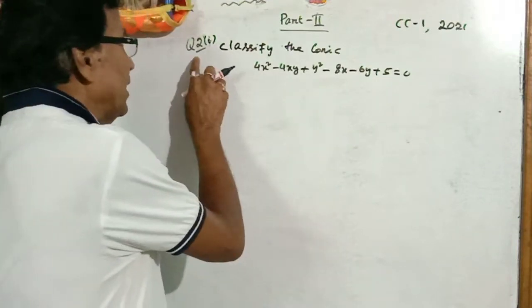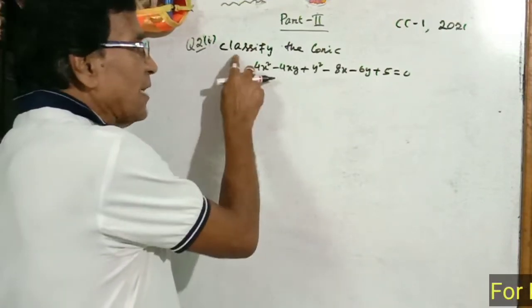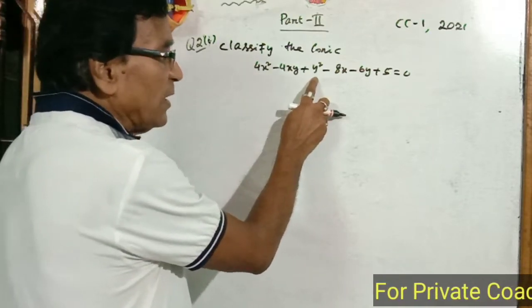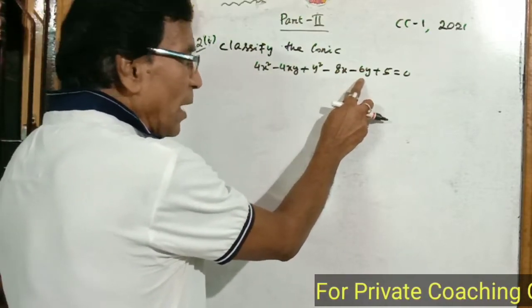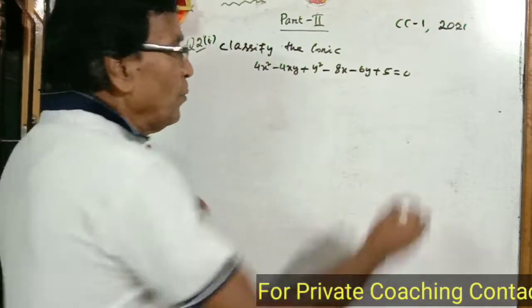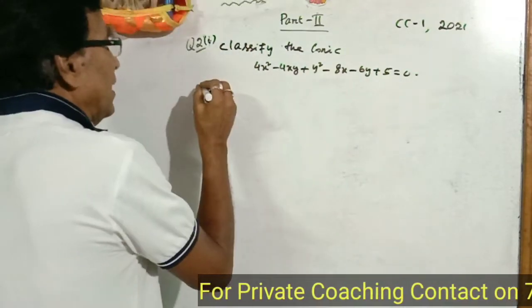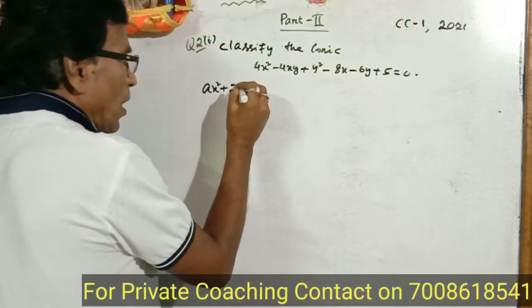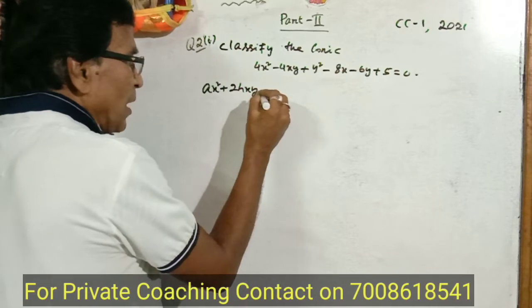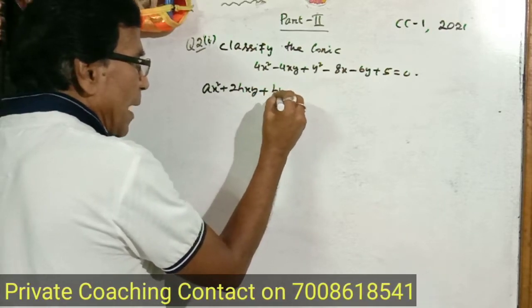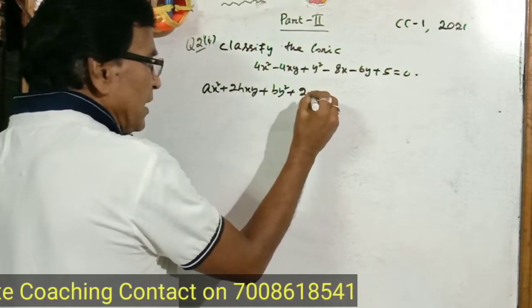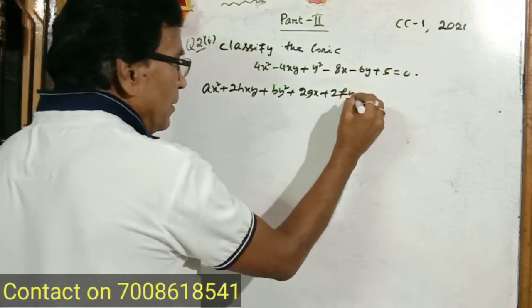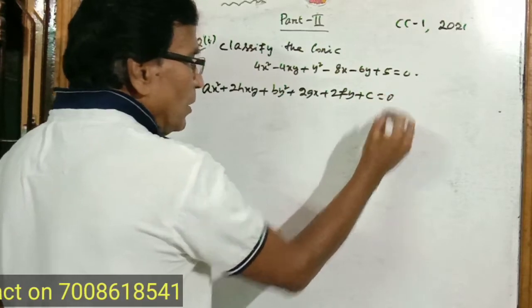So here you see in question number 2I, classify the conic 4x square minus 4xy plus y square minus 8x minus 6y plus 5 is equal to 0. We know that the general second degree equation ax square plus 2hxy plus by square plus 2gx plus 2fy plus c is equal to 0.